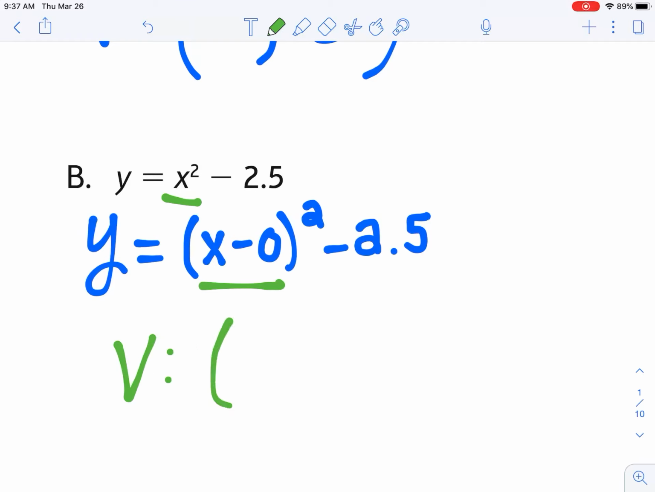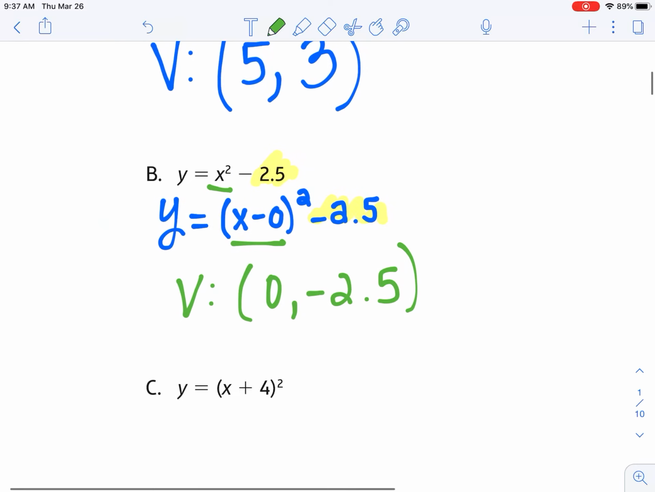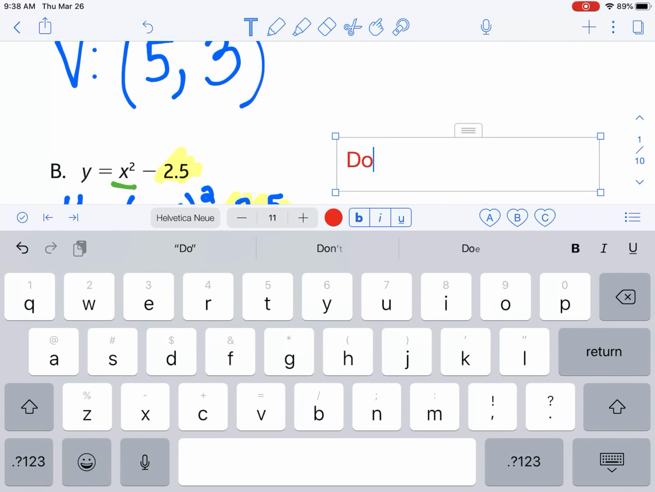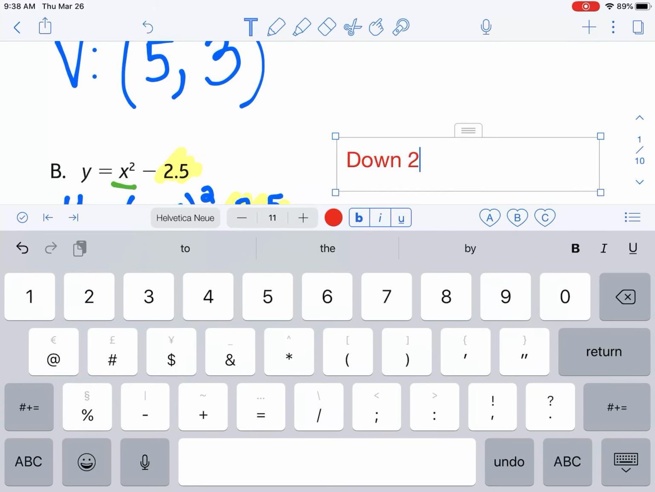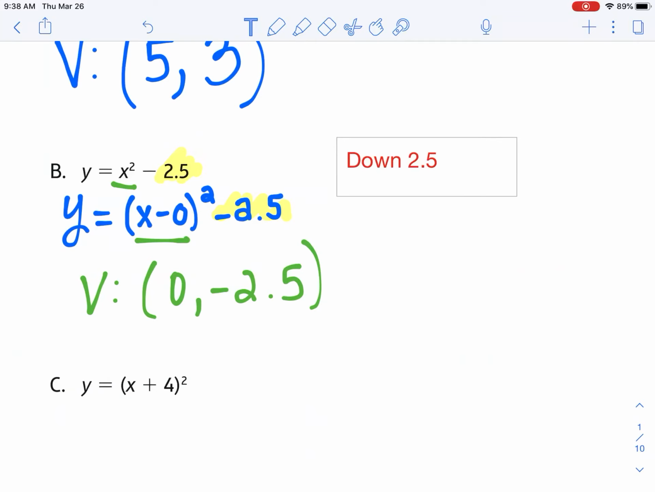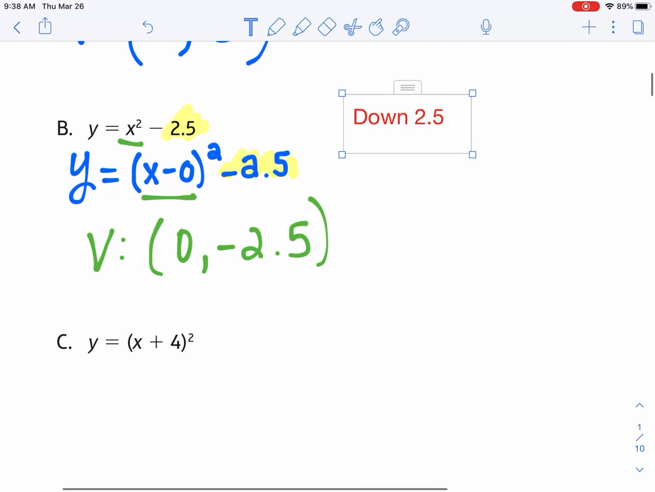So the vertex in this case would be at 0, negative 2.5. That means your only transformation exists right here. It's outside the parentheses, so that means our graph would go down from the vertex. It's going to go down 2.5 units, down 2.5. Okay, all right.